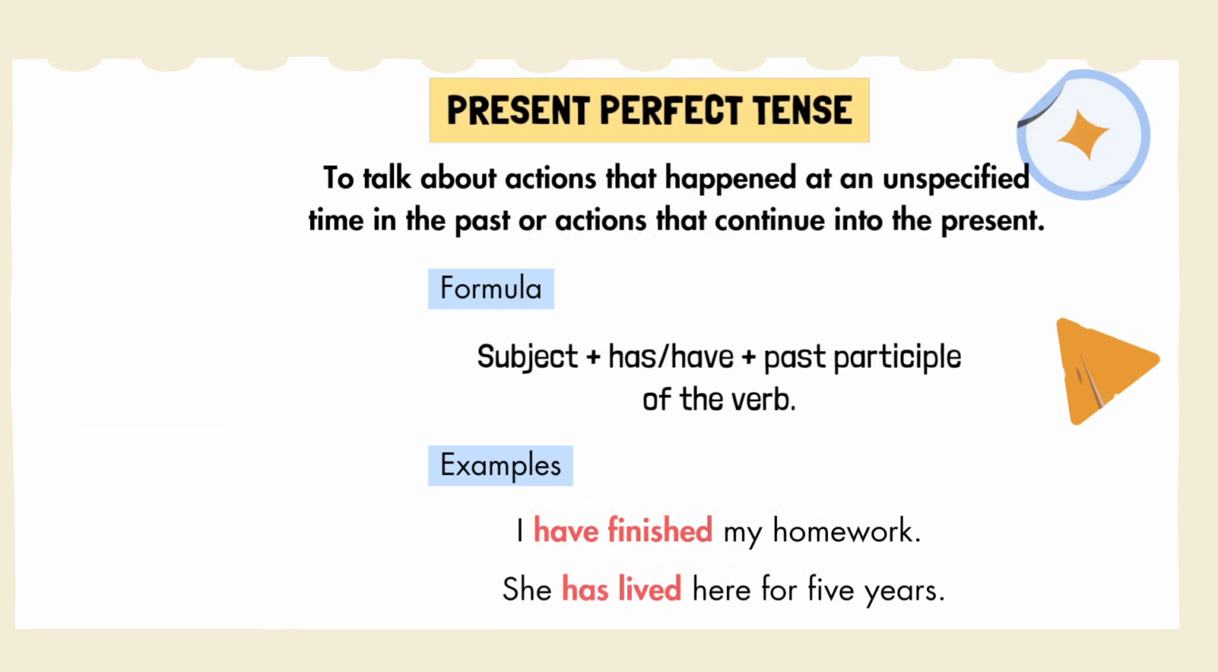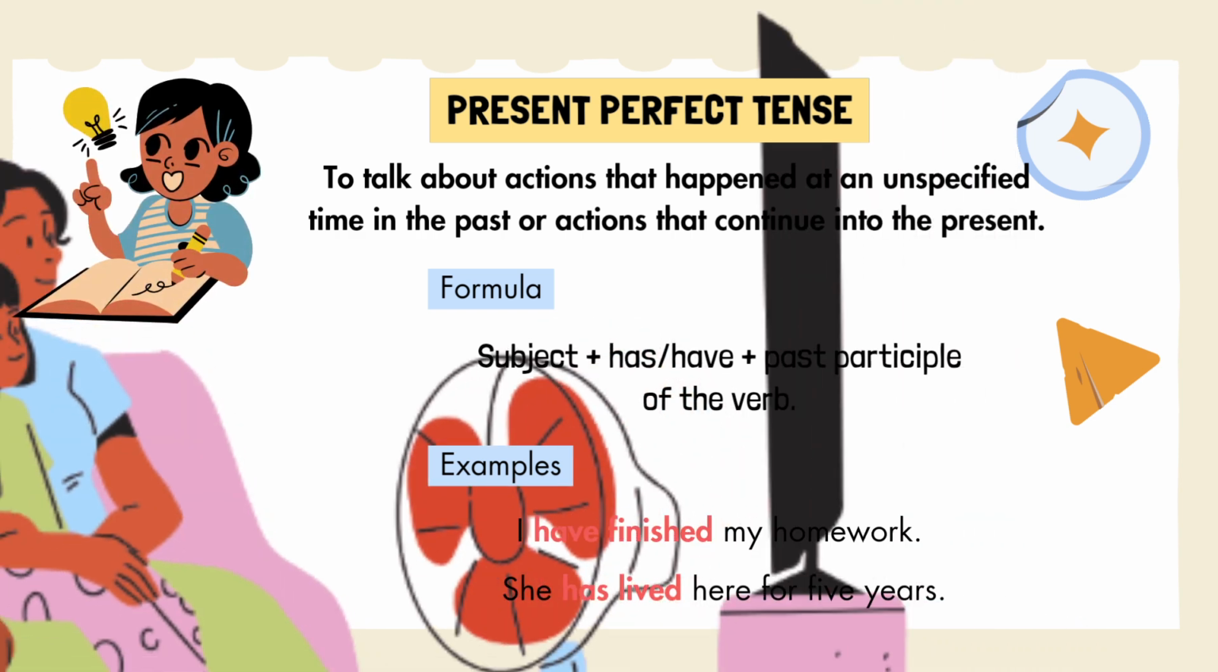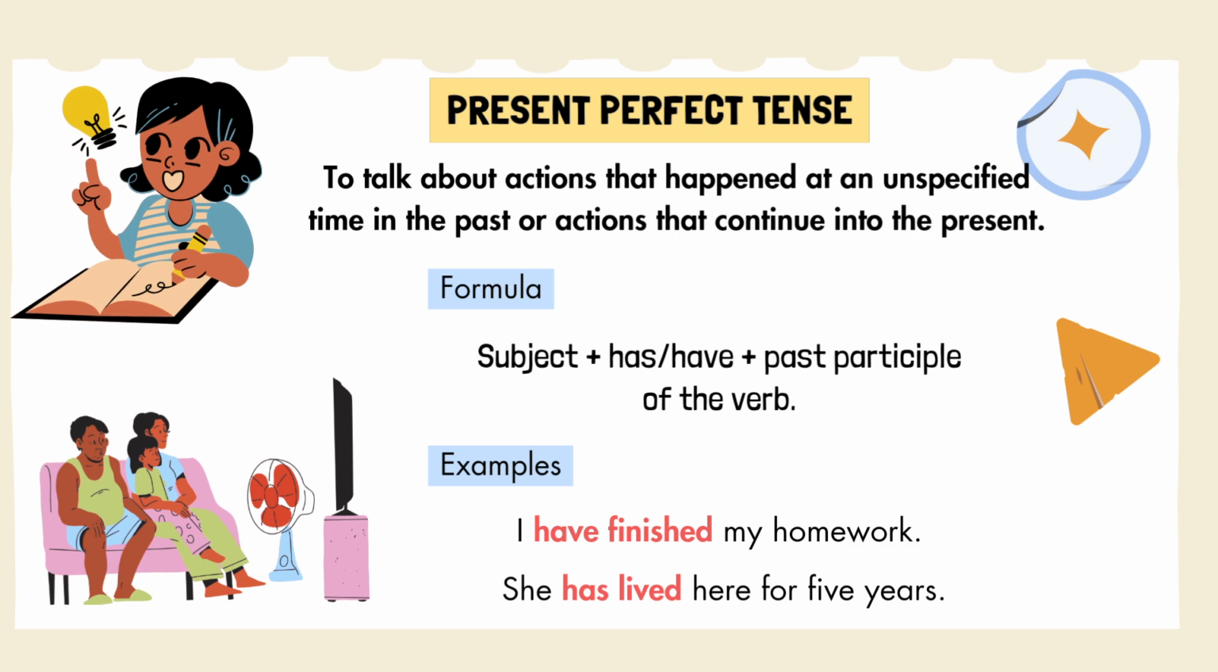Now, let's look at present perfect. To talk about actions that happened at an unspecified time in the past or actions that continue into the present. Formula is subject plus have plus past participle of the verb. For example, I have finished my homework. She has lived here for 5 years. The action is complete, but it's still relevant to now.